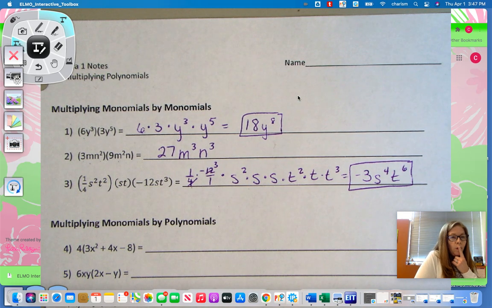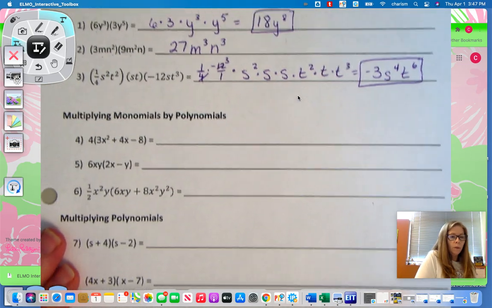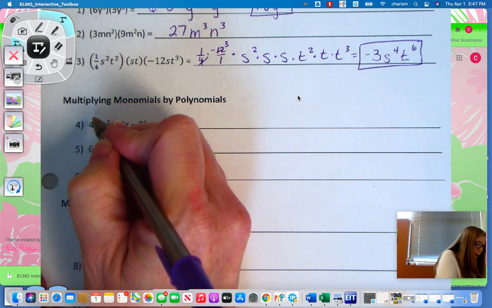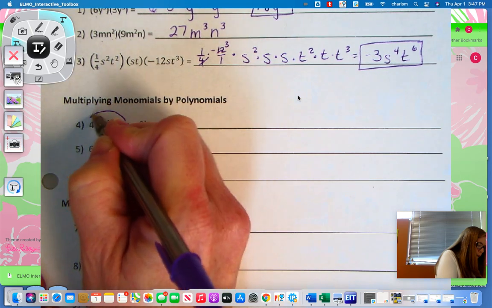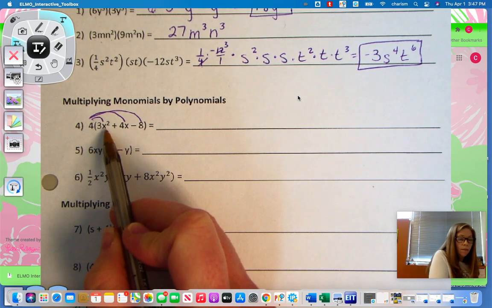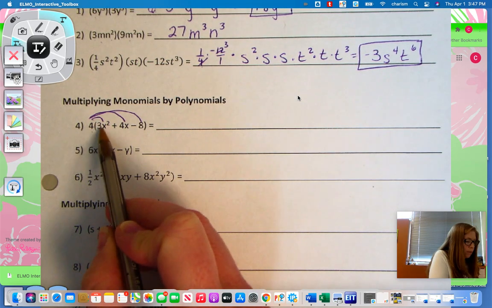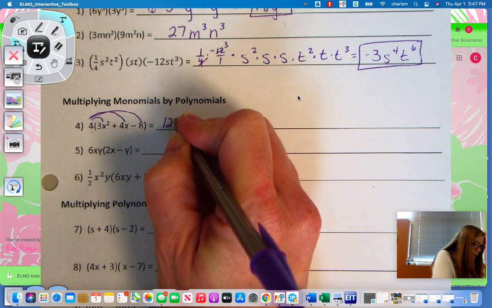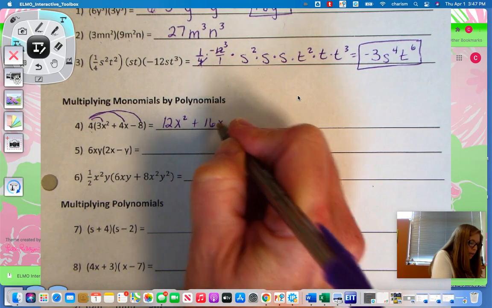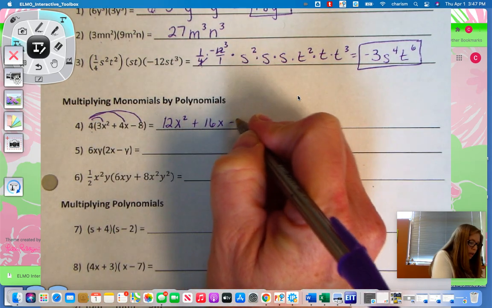Alrighty. So when you move from monomial times monomial to monomial times polynomial, you want to think of distributive property, right? We're going to take this 4 and we're going to multiply it to our trinomial. So when we're done, we're going to get another trinomial. All right, now this is just a 4. So this is more of the coefficients. We're just multiplying coefficients, and then the variables are going to stay the same. So we have 4 times 3, which is 12, and you keep the x squared. We have 4 times 4, which is 16x, and 4 times negative 8, which is a negative 32.